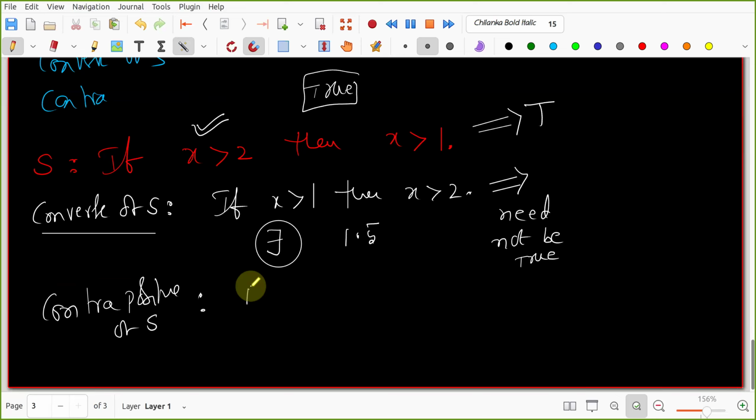So what do you say, Kunalji? Is it a true statement? Yes, sir, it is always true. If x is not greater than 1, then automatically it is not greater than 2, right? Yes, it is a true statement.